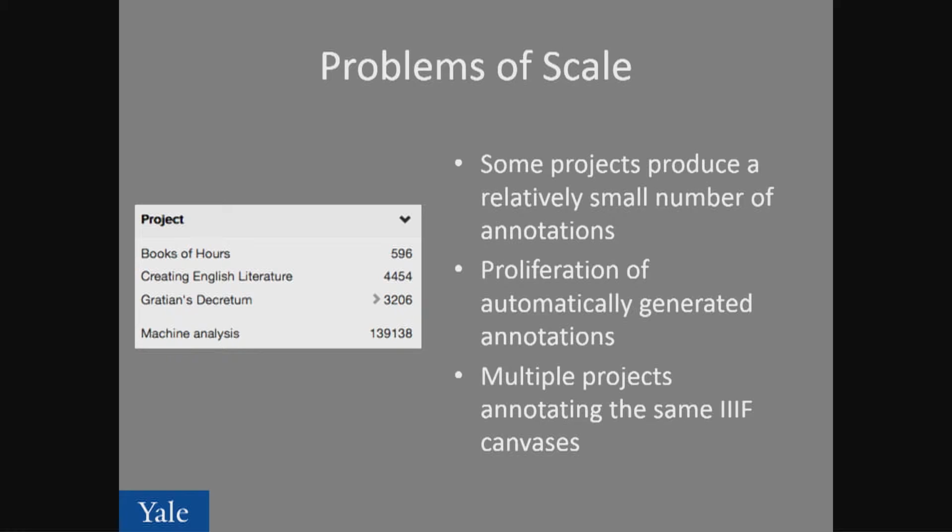And we also have multiple projects working on the same texts. So the computer scientists are working across all of the texts that we have available in this set of research projects. So we need to be able to filter their results out when they're not meaningful or important.